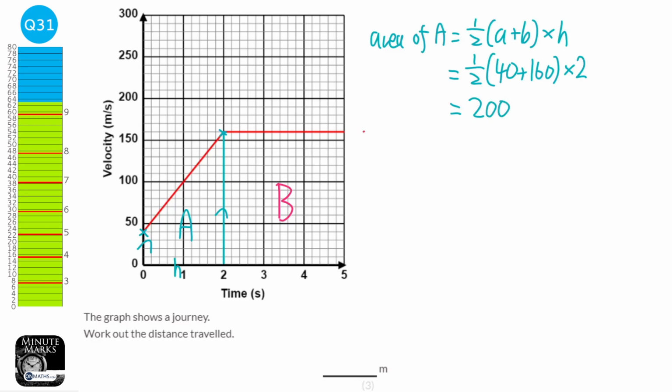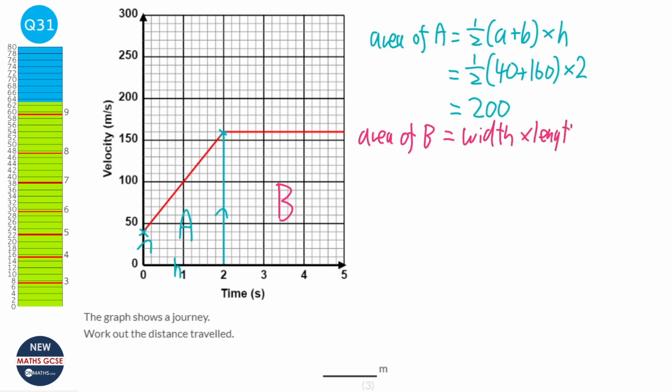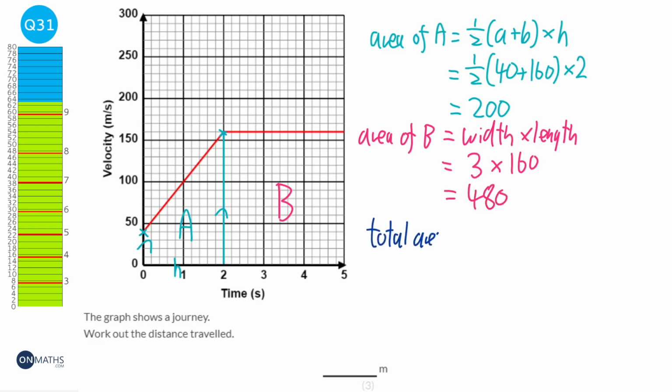And similarly, to work out the area of B, it's just length, width times length. So that's going to be 3 wide, and again 160 tall. So 3 times 160, which would be 480. And so we need to work out the total area. And we do that just by adding the two together. So 200 plus 480, which will be 680.